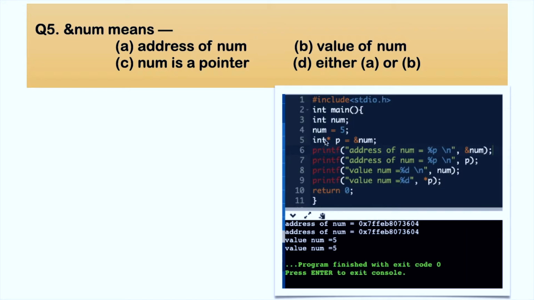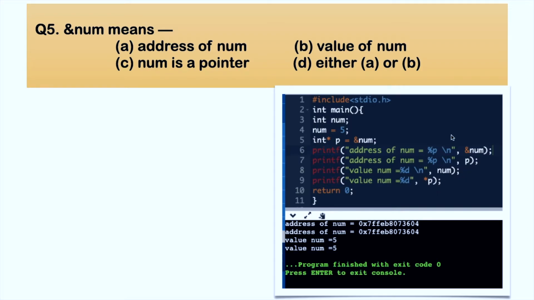Again, this star is also known as the value of operator. Ampersand is the address of operator and star is the value of operator. So ampersand num means address of num, and this p is the pointer. Now star p means the value that is present in the address that is pointed by p.